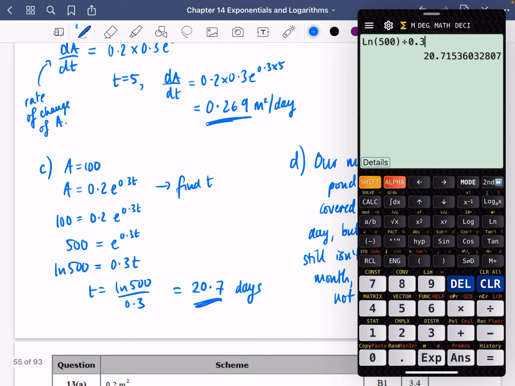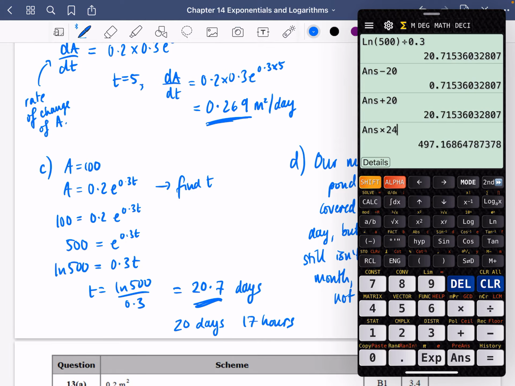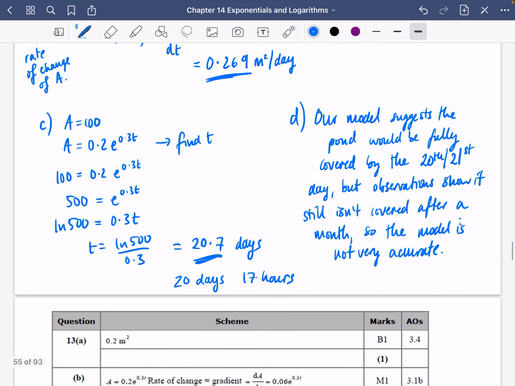Let's quickly go back to that. I'm going to take off the 20 days and I'm going to multiply the 0.7 by 24. So it's actually 20 days and 17 hours. I would have lost the mark because it asked for it to the nearest hour. I guess I also could have just gone to the previous bit, which was my answer in days, and I could have just multiplied it by 24. So I could have said it was 497 hours if you wanted to see it in that way. That was a conversion between days and hours. So I would have lost that mark.